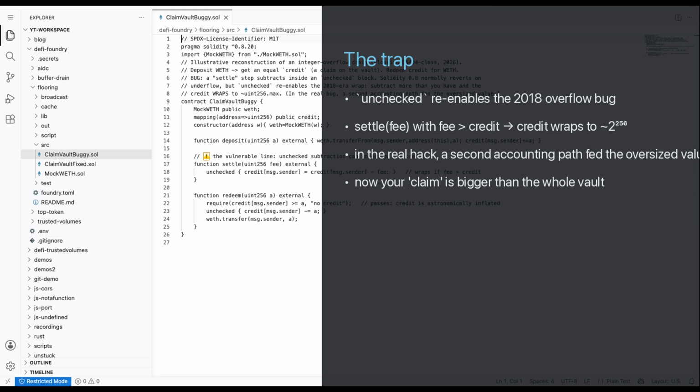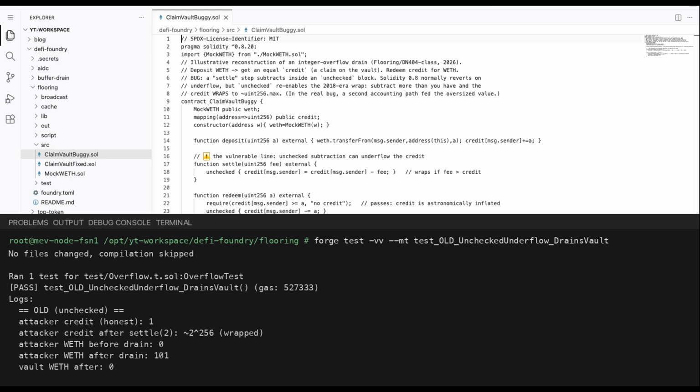Watch it drain. The vault holds 100 WETH from other users. The attacker deposits just 1, so their honest credit is 1. Then they call settle with a fee of 2, 1 minus 2 underflows, and their credit wraps to that giant number. Now they redeem 101 WETH.